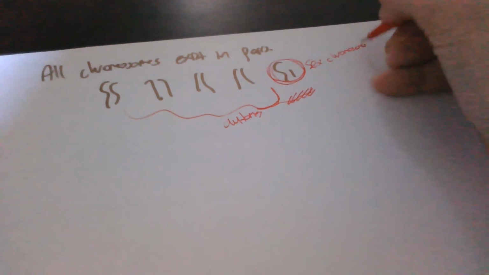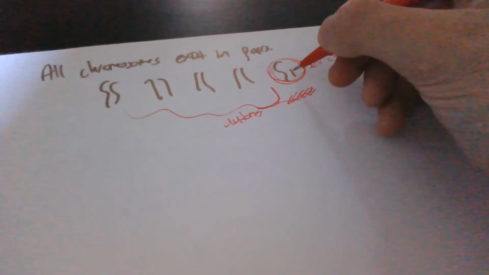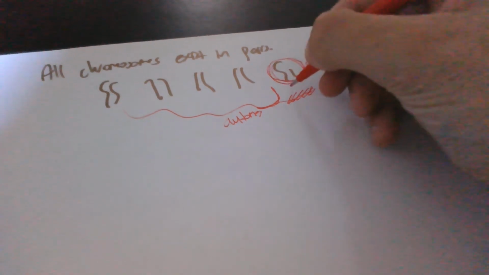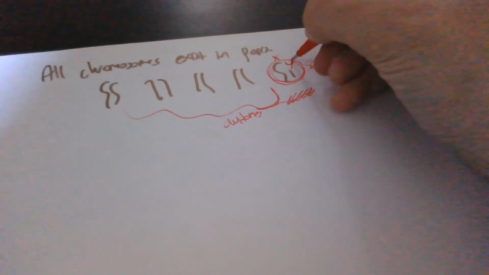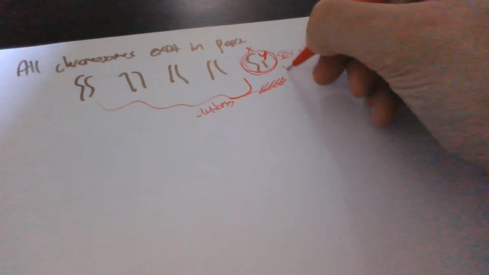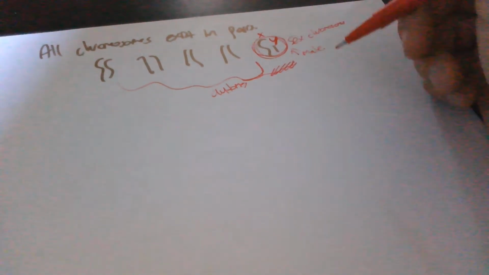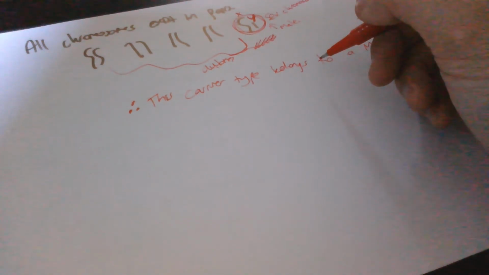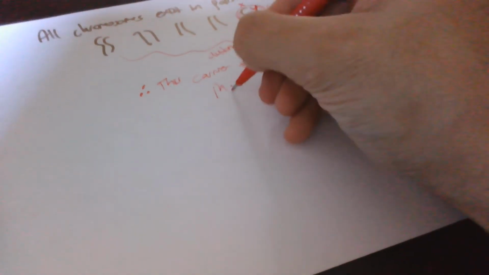Why is it a sex chromosome? By definition, the shorter one is the Y chromosome, the longer one is the X chromosome. So this is X, this is Y. So you can tell that this karyotype belongs to a male. These are all autosomes, they're pretty much the same, except for these two. So therefore this karyotype belongs to a male. Remember, males have XY, females have a pair of X's.